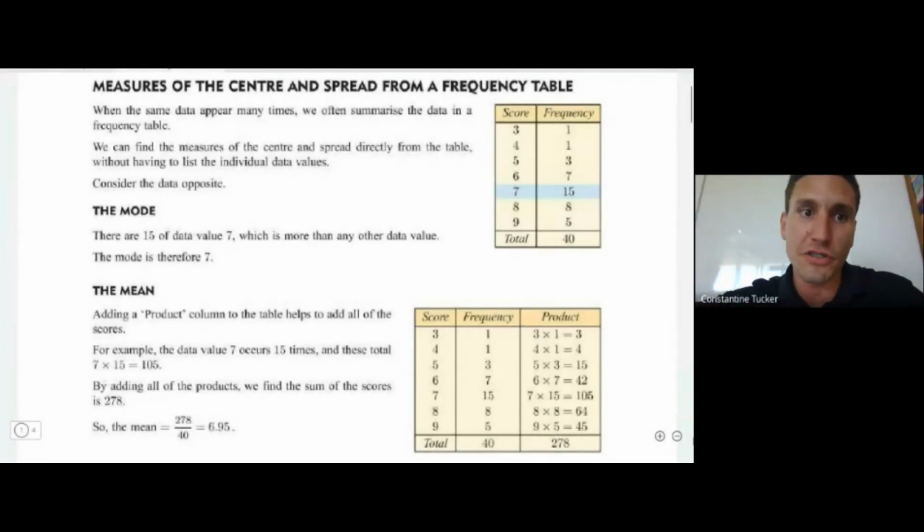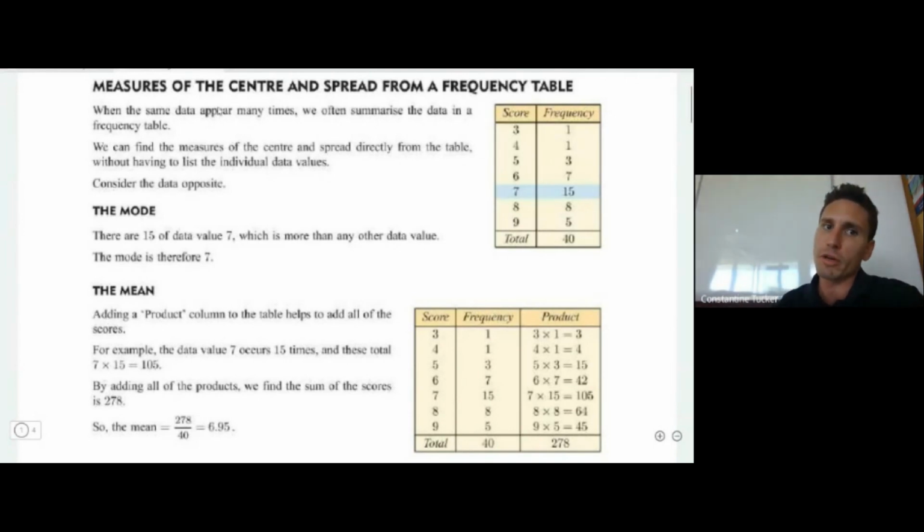Okay, so this is paragraph 6D2, where we're going to be looking at measuring the center and the spread from a table, or from a frequency table. So here we've got a frequency table. Now we've seen what this means. It means on the right, we've got how many times the number on the left will appear.